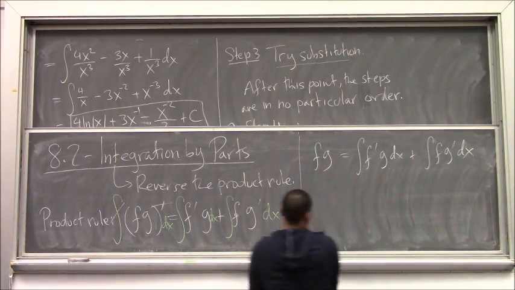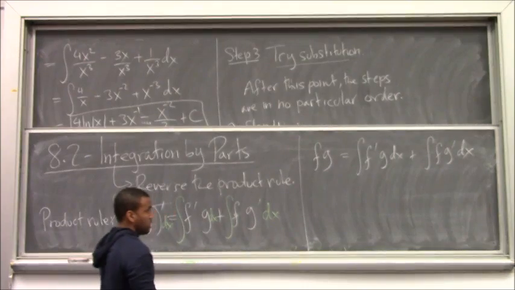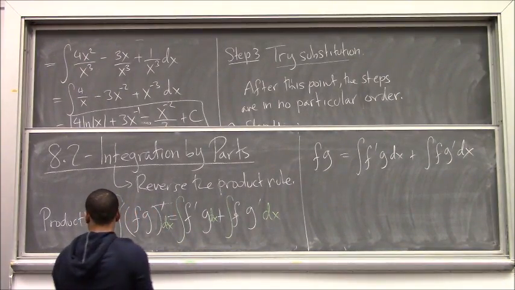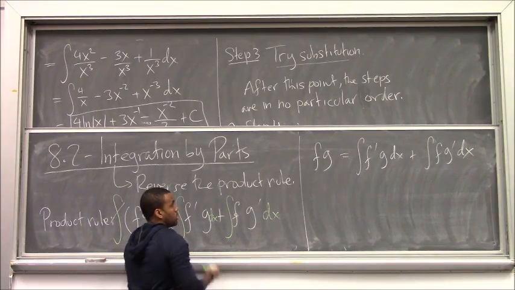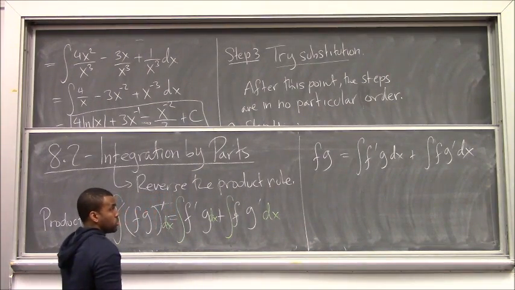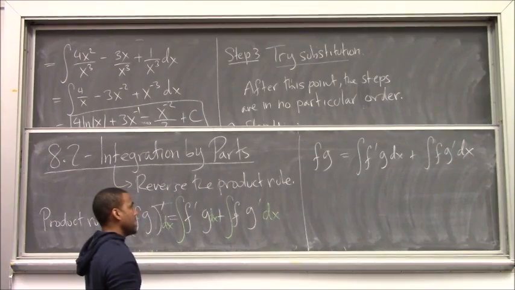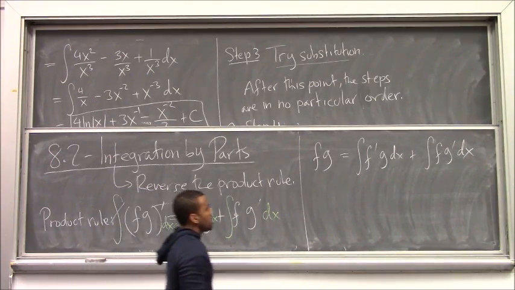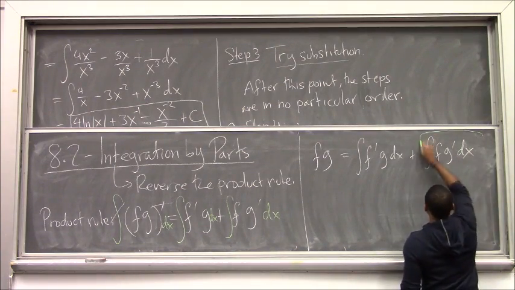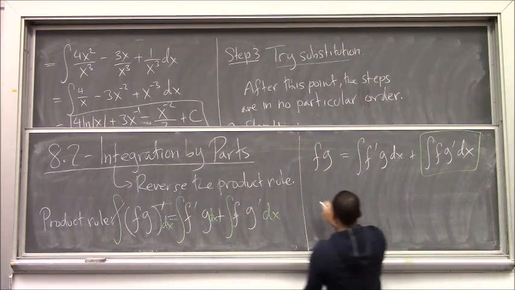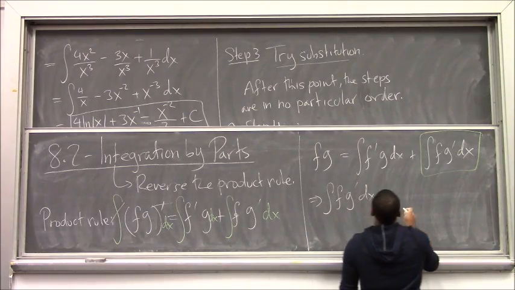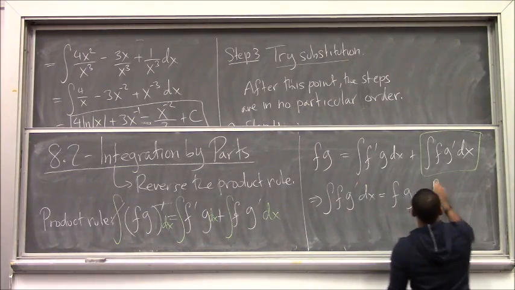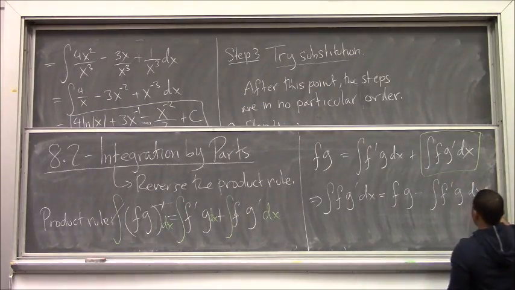And now what we're going to do is solve for one of these integrals on the right side. In general, it doesn't really matter which one you pick, but I'm going to pick the one that makes it nicely fit with the traditional formula that's used. So I'm going to solve for this one. And you would get f times g minus the integral of f prime g dx.